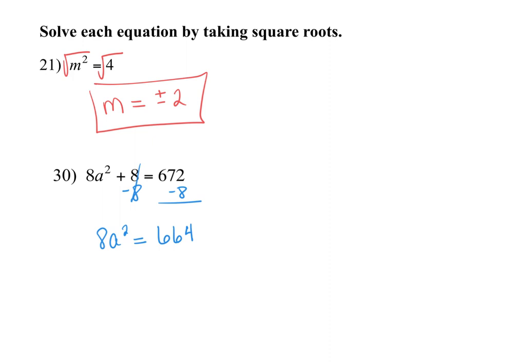All right? And then I want to, one more step before I take the square root, I need to divide, right? So I'm going to divide by this 8. You can do long division. You can do 8 into 66. That goes 8 times with 2 left over. 8 into 24, 3.